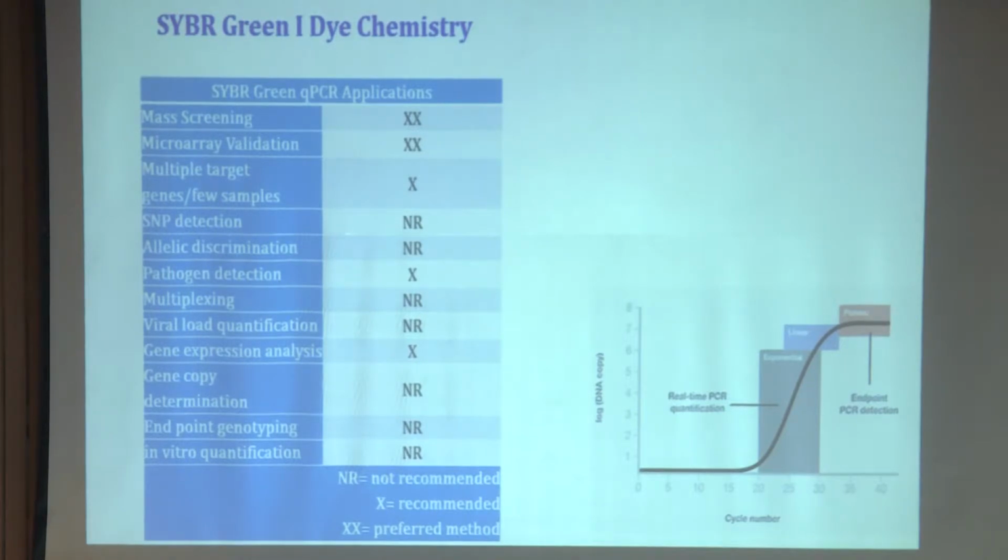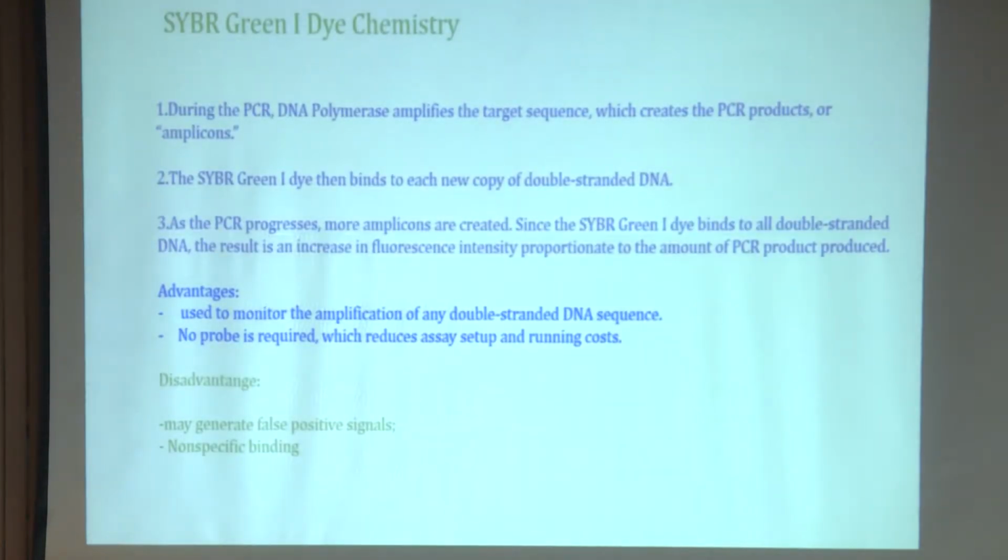And there are a couple of terms. The advantage of using SYBR, which I said to you, is that you are able to use it for monitoring the amplification of any double-stranded DNA sequence. So no probe is required, and the cost is very low compared to your TaqMan probe. The disadvantage is that it may generate false positive signals, so you need to be really careful about what you are generating. And there is an amount of non-specific binding with the SYBR. So there are a couple of disadvantages of using SYBR that make this particular chemistry limited for some of the applications which I showed you earlier.